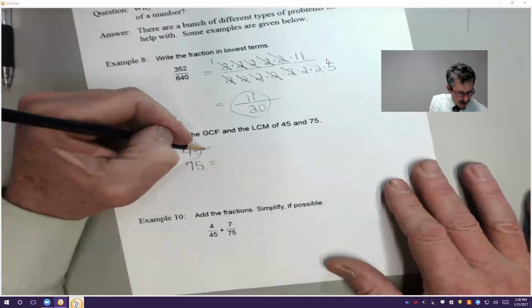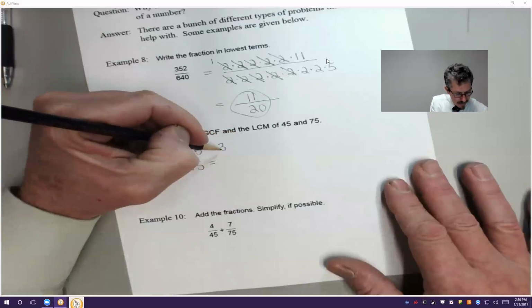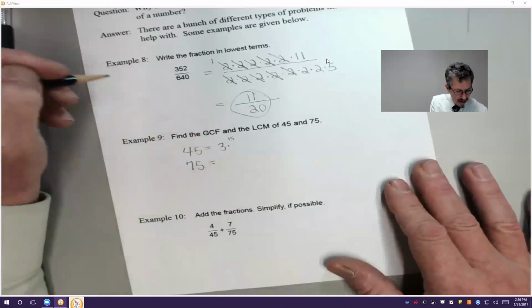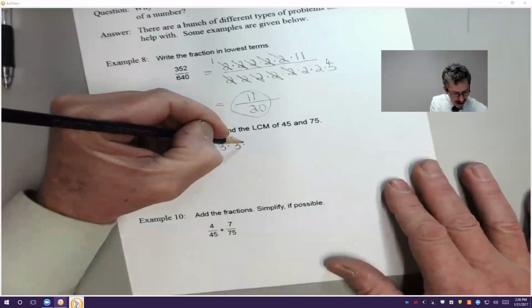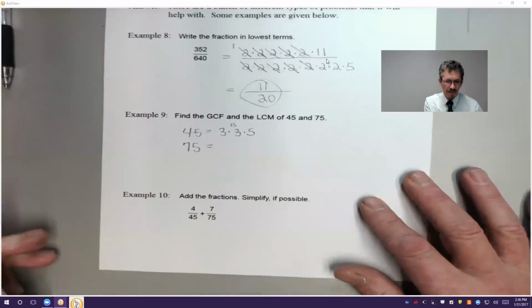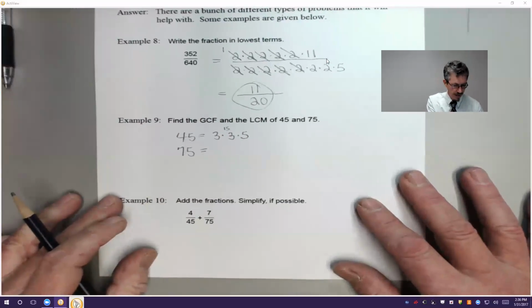Okay, 45 is the same as 3 times 15, and 15 is 3 times 5, and 5 is prime, so the prime factorization of 45 is 3 times 3 times 5.